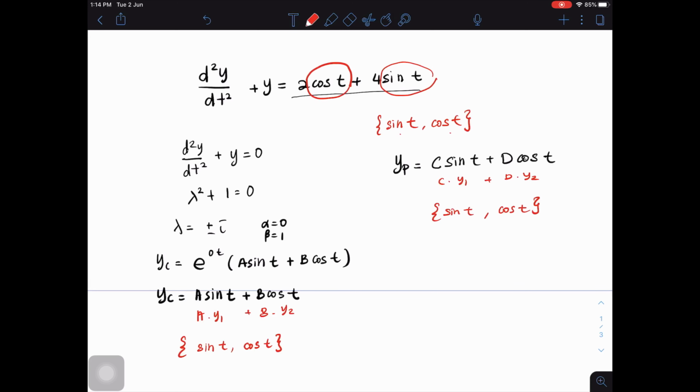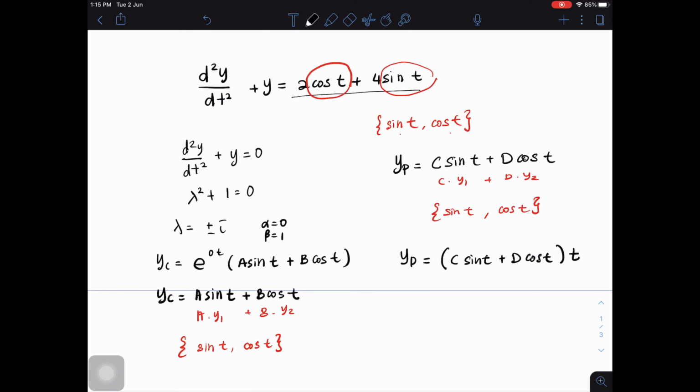So you can see the y1 and y2 for yp and also y1 and y2 for yc are related to each other. So we call this a linearly dependent solution. When we have a linearly dependent solution, we cannot use the yp that we assumed before, but we need to write our yp equal to the one we wrote before, c sine t plus d cos t, but we need to multiply everything here by the variable t. Okay, so this is the new yp when we check that the yp and yc are actually linearly dependent.